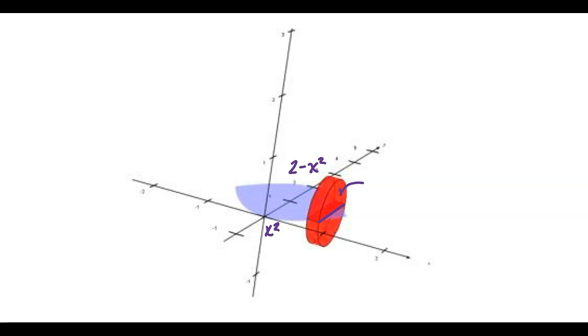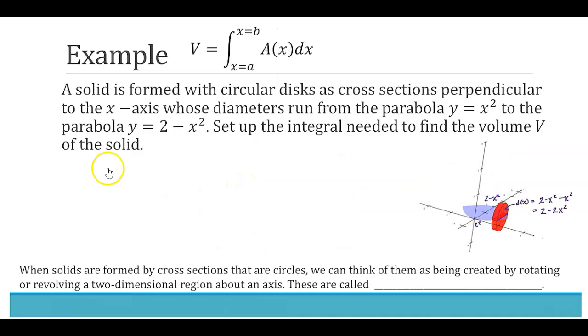And I'm going to call the diameter here d of x. So the diameter would be top minus bottom here, so it looks like it would be 2 minus x squared minus x squared, or 2 minus 2x squared would be the diameter of my disk. So we're going to find the volume of the solid obtained by having these cross sections where the diameters go across this base region.